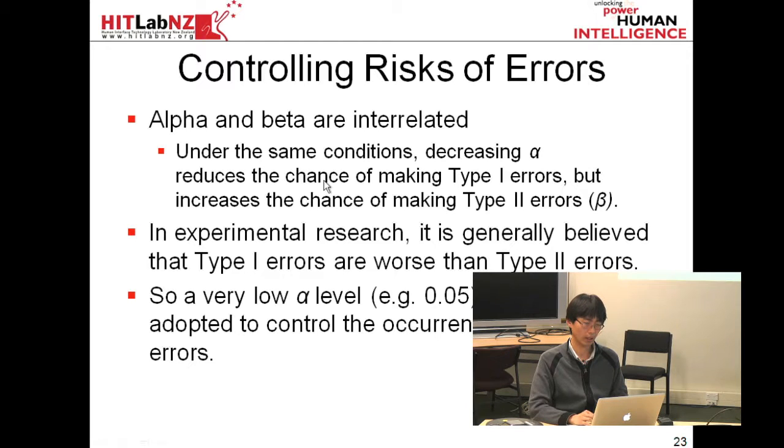In some way, alpha and beta are interrelated, but experimental researchers generally believe type 1 errors are worse than type 2 errors because they are very conservative. They are trying to make sure that the new idea you came up with is really making a difference, while they don't want to see false conclusions saying the new interface design is better than the traditional thing, while in fact there is no difference between the two. So scientists try to make the alpha level very low, like less than 5%, or in some conservative cases less than 1%, of making this kind of type 1 error.